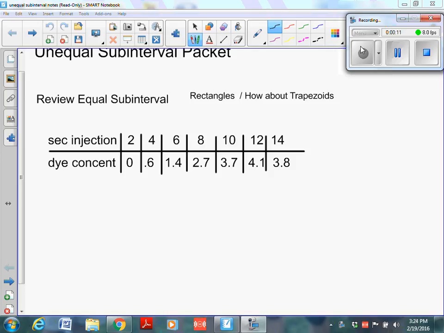Okay, I just want to review equal subintervals. I want to talk about rectangles and trapezoids. I know we just had this on the test, but I want to just talk about something else.